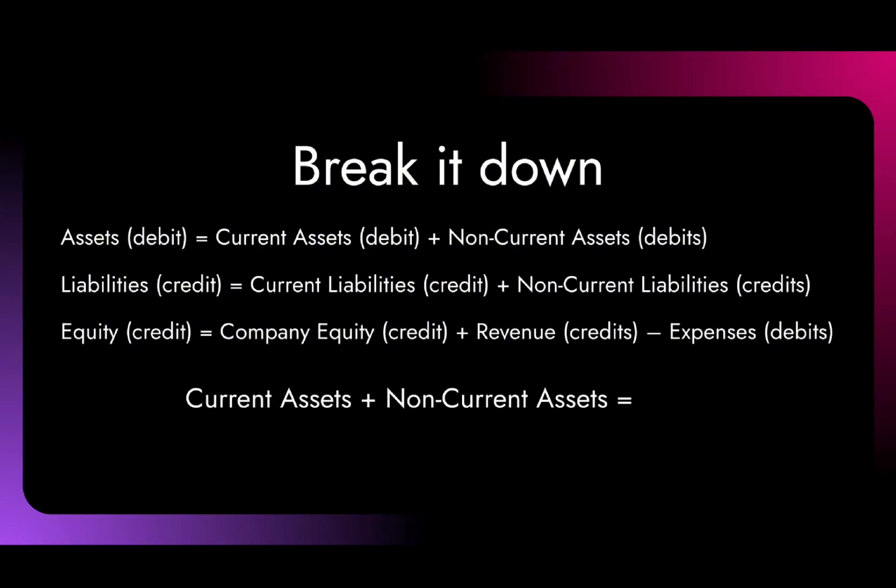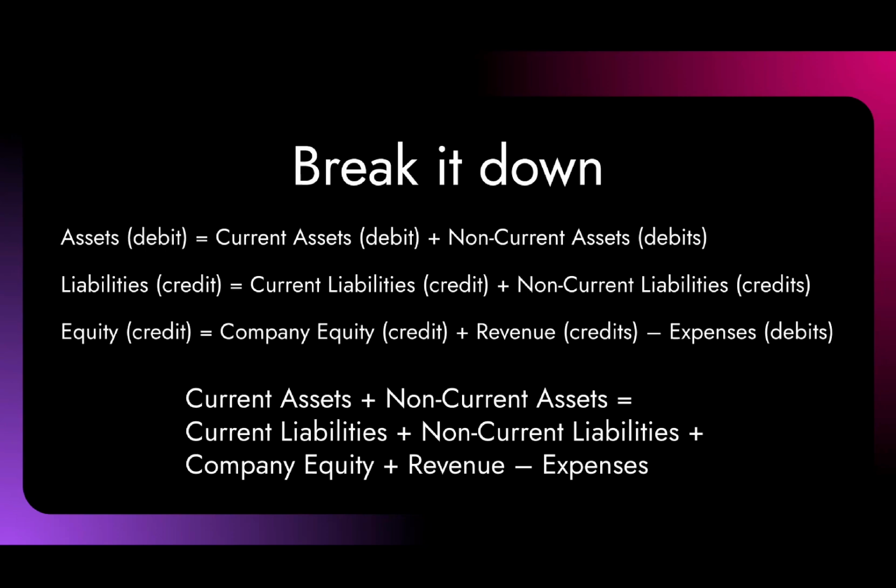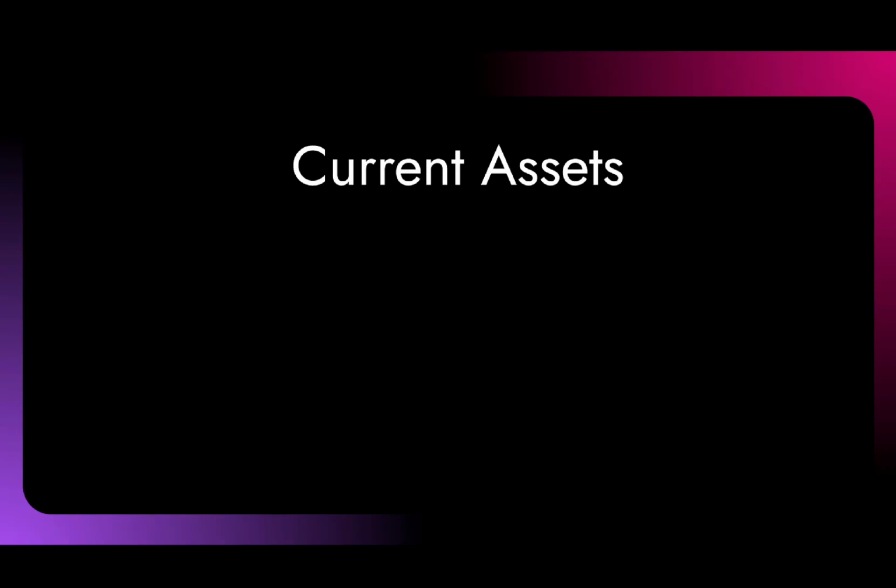And the accounting equation then becomes current assets plus non-current assets equals current liabilities plus non-current liabilities plus equity plus revenue minus expenses. And again, expenses are a debit balance on the credit side of the equation, so we have to subtract them. Now let's take a look at the actual account categories that are going to exist in each of these new subclasses that we just introduced, starting with current assets.